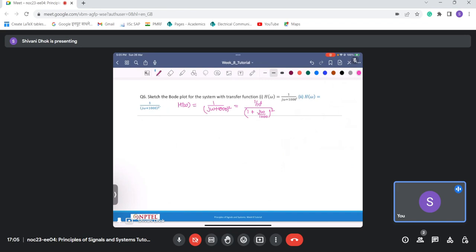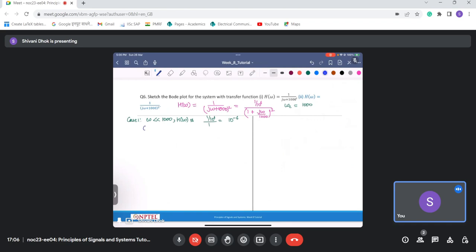Okay, now again we'll draw the magnitude and phase response for this system, and again we'll have two cases. Again here we have corner frequency as 1000. So the first case is when omega is very much less than 1000. Similar to the previous case, H of omega will be approximately equal to 1 by 10 power 6 upon 1, which is equal to 10 power minus 6.